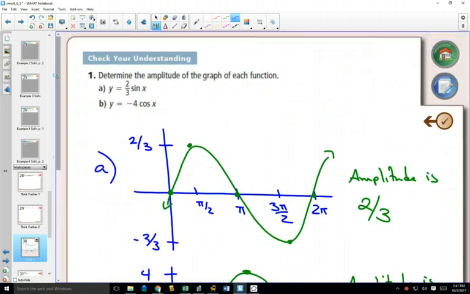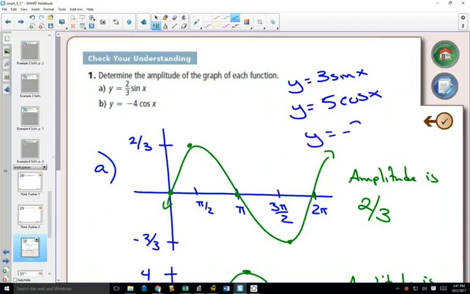As far as a pattern goes, if I gave you, what's the amplitude of this one? 3. Good. How about that one? 5. What about this one? 71. Okay, not -71, but 71. Now, if a sine graph normally started in the middle going up, how would a negative sine graph go? Start in the middle going down.